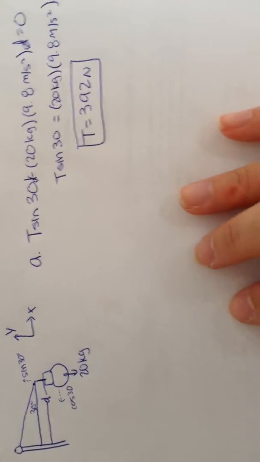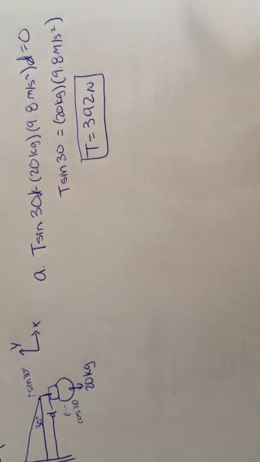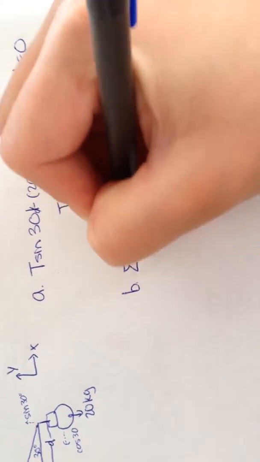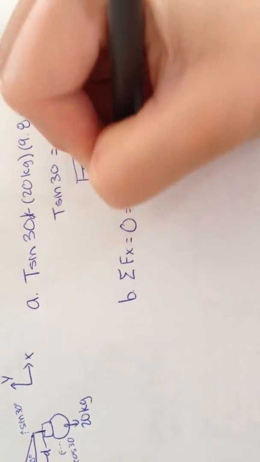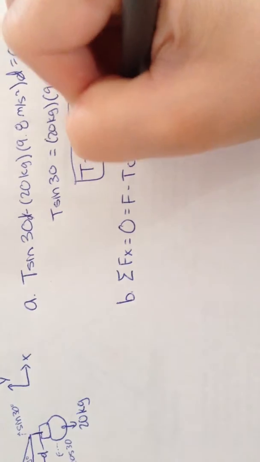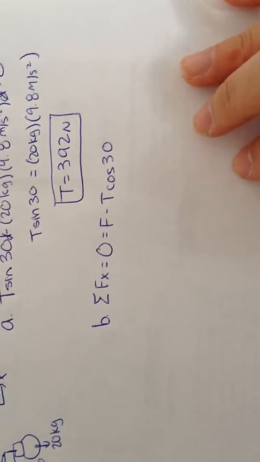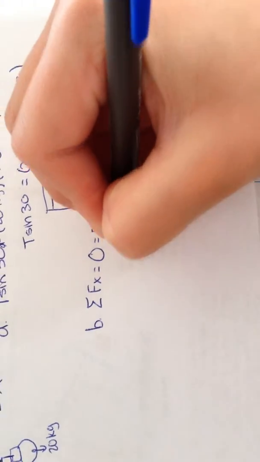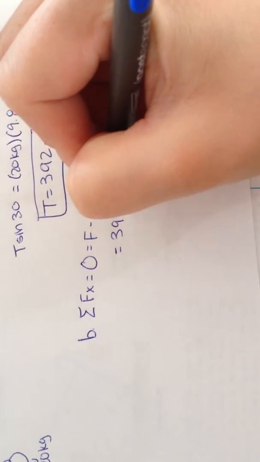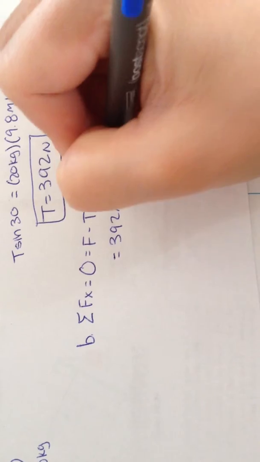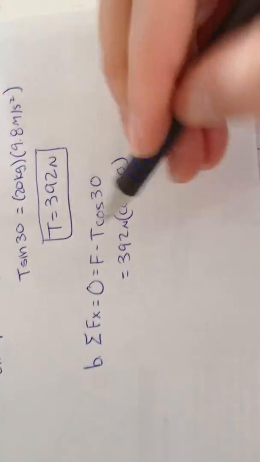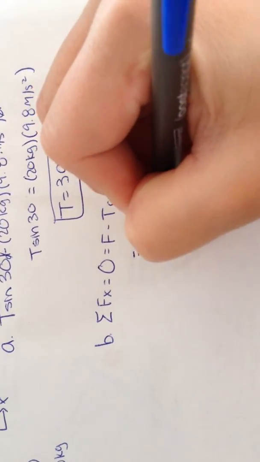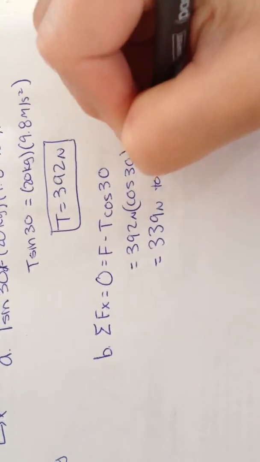And then part B, you're trying to find the forces, the horizontal and vertical forces. So in your x direction, you have that force minus the tension times the cosine of 30, sorry. And your tension you got from part A, and so the force in your x is 339 newtons to the right.